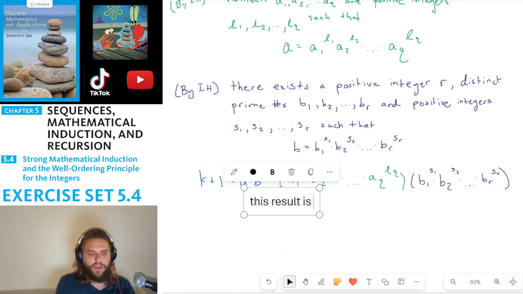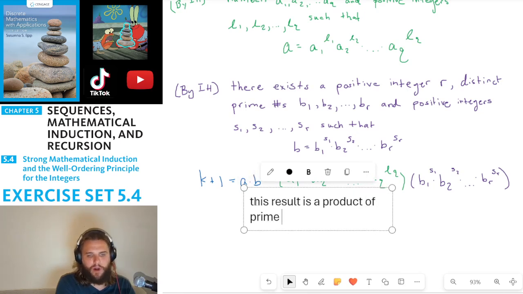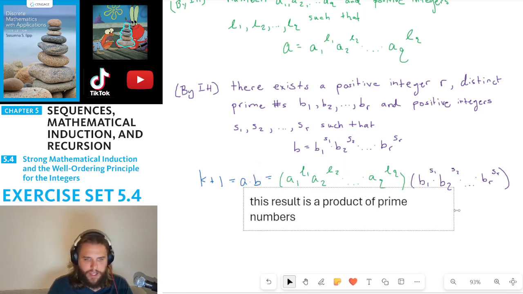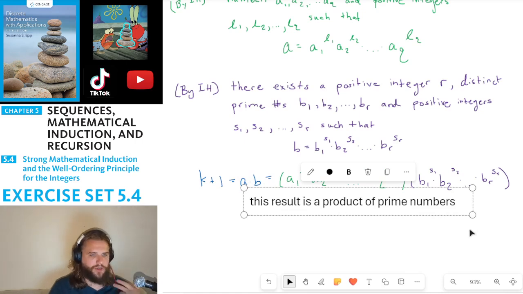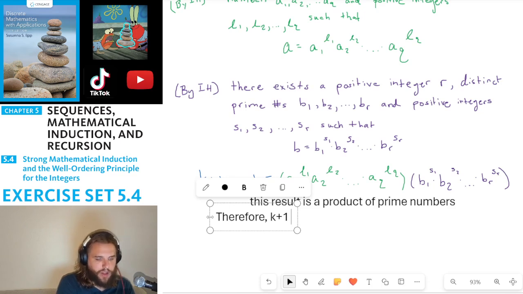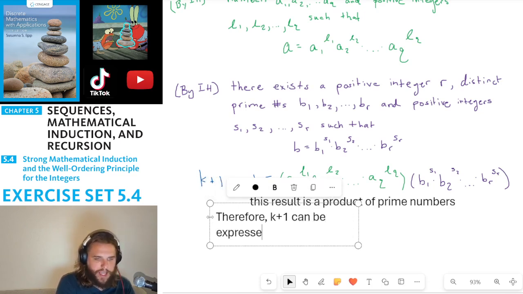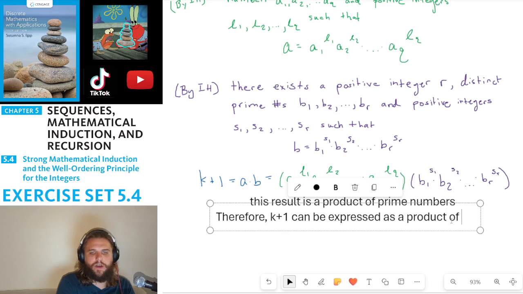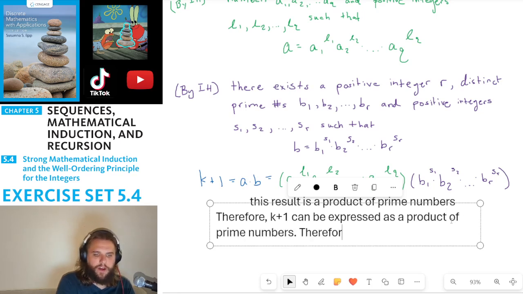This result is a product of prime numbers. And this is because a sub 1, a sub 2, all the way up to a sub q, all of these are prime numbers. And same thing with b sub 1 and b sub 2, all the way up to b sub r. We have here a product of prime numbers, which means that k plus 1 can be expressed as a product of prime numbers. Therefore, p of k plus 1 is true.